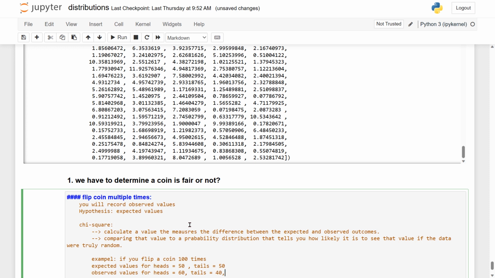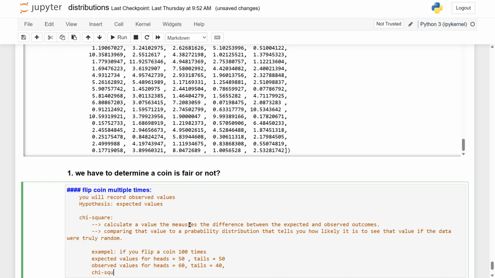So now we can use the chi-square distribution to determine whether this difference is significant or just due to chance. The distribution will tell you the probability of seeing a difference as large as or larger than what you observed, assuming the data were truly random.